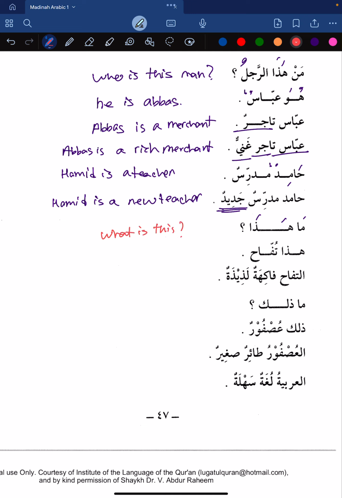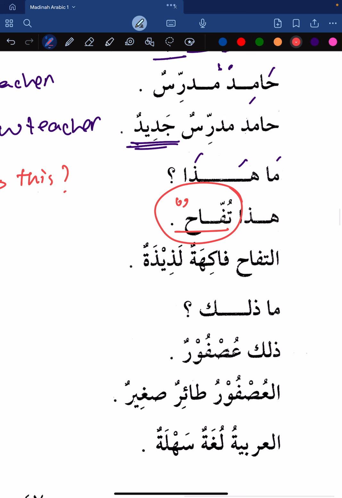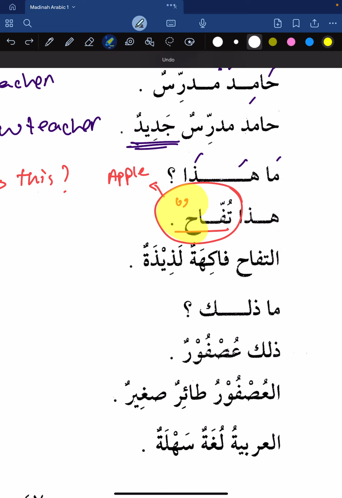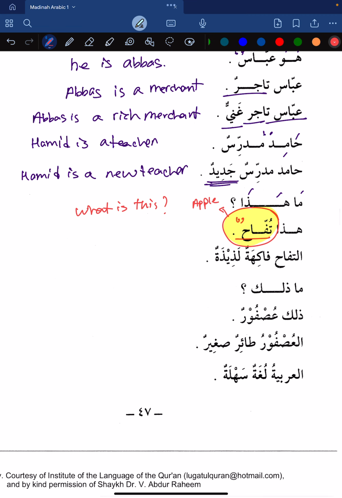This is an apple, tuffaah. I think we did tuffaah. Tuffaah means an apple. Didn't we do this? I think we did apple a long time ago. I don't know if you remember, but we sure did apple. There you go. So, this is an apple. Let's write that.